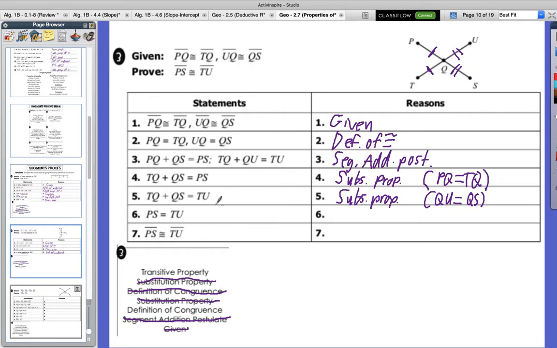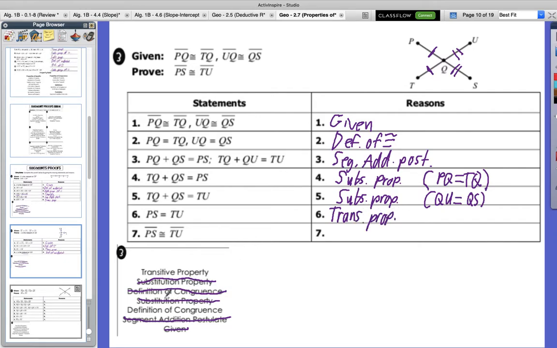Now on number 6, the measurement of segment PS is equal to the measurement of segment TU. Well, transitive property, definition of congruence. Definition of congruence doesn't really make sense there because we're not going from things being equal to things being congruent or vice versa. It's probably transitive property, but let's get some understanding behind why. If we look at steps 4 and 5, we're told that both the measurement of segment PS and the measurement of segment TU are equal to the same exact addition over here. So that means they're equal to each other, which is the transitive property.